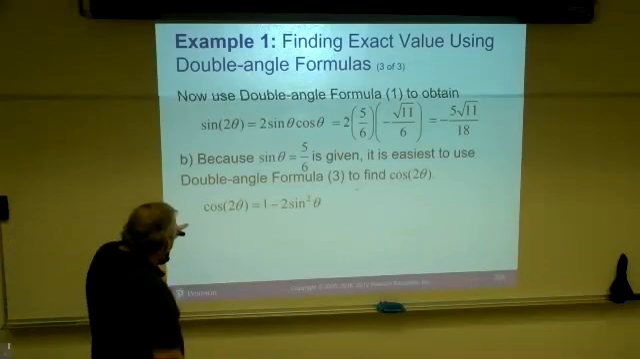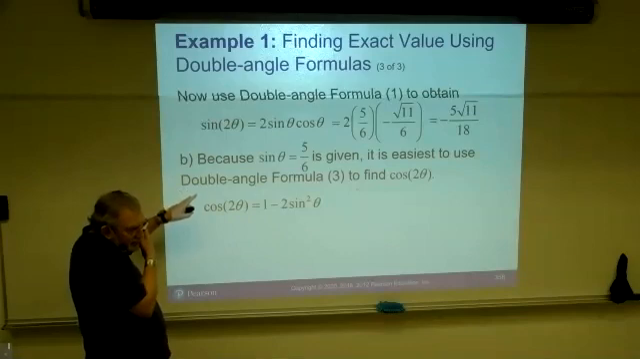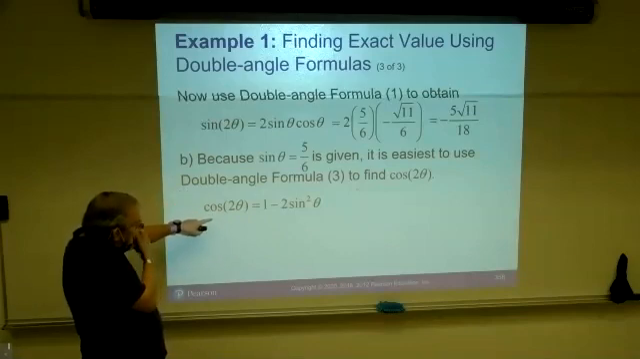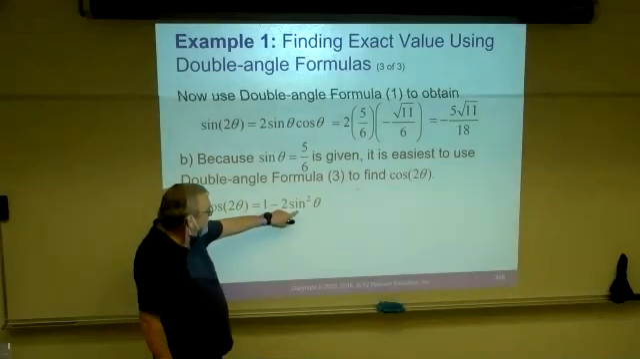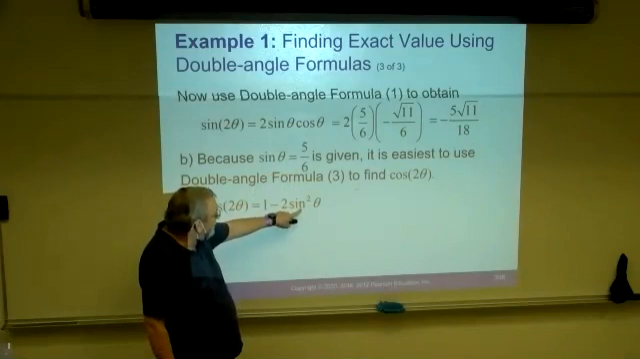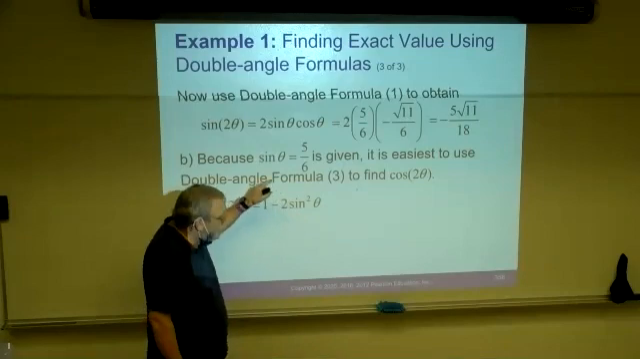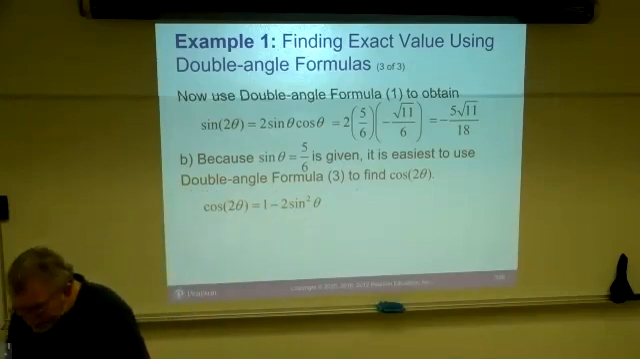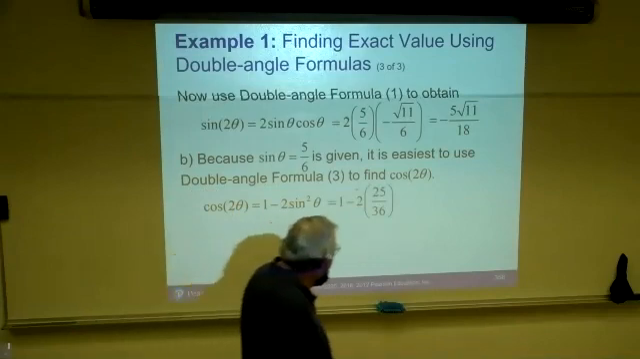Oh, okay. So they're just going to use this one, whereas I used a different one where I needed to find the cosine of theta. But this way, you don't even need to find cosine, because all you need to know is sine, which is 5 over 6, and 5 over 6 squared is 25 over 36. I'm sorry, I forgot to square the 5.